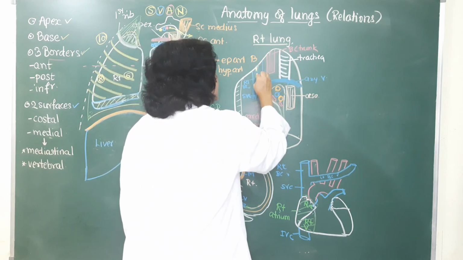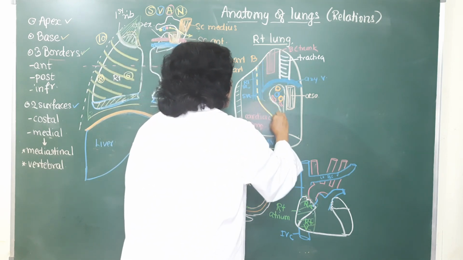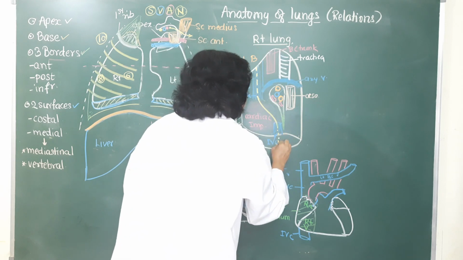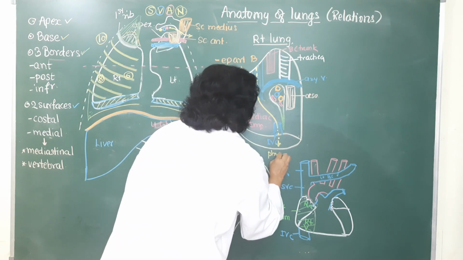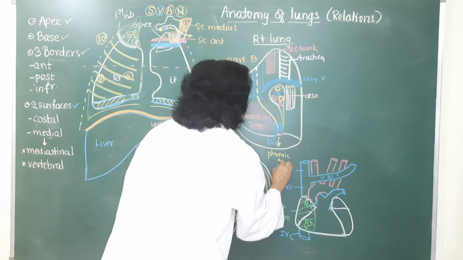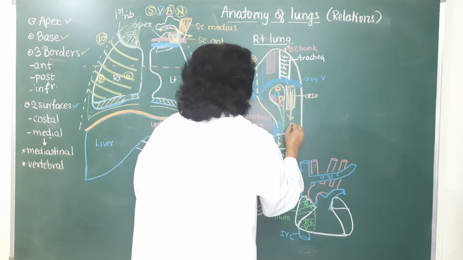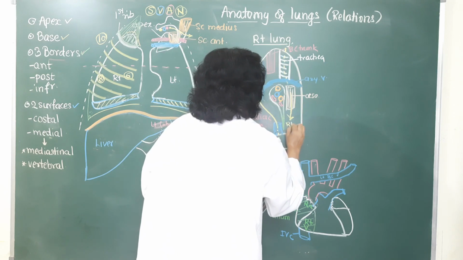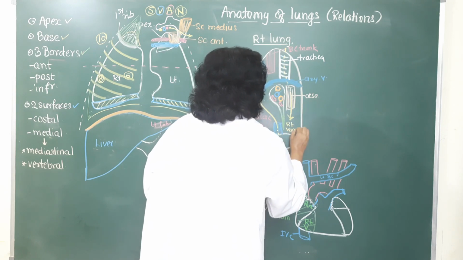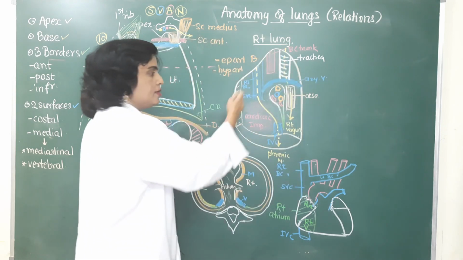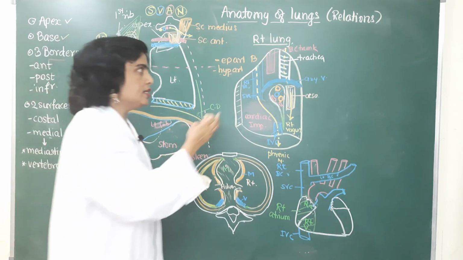Phrenic nerve lies in front of this hilum. This is the phrenic nerve. Phrenic nerve passes in front of the hilum, and behind the hilum passes the vagus nerve. So this is the right vagus nerve. So that is about the relations on the mediastinal surface of the right lung.